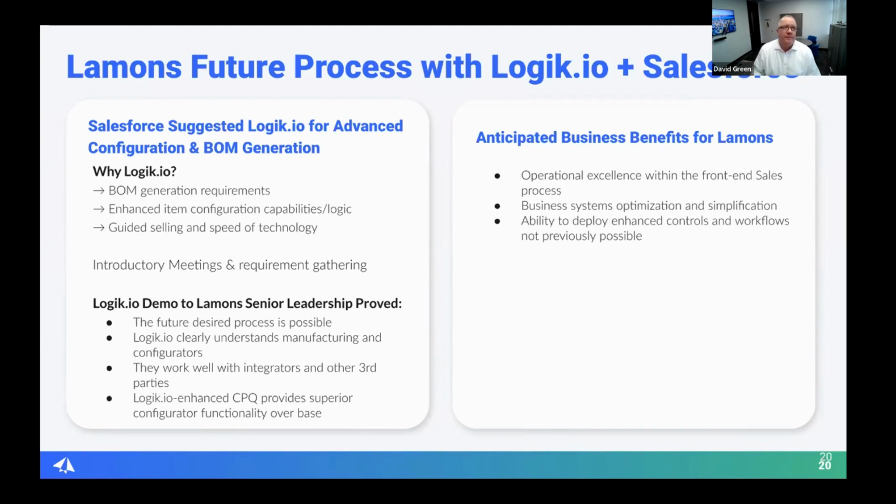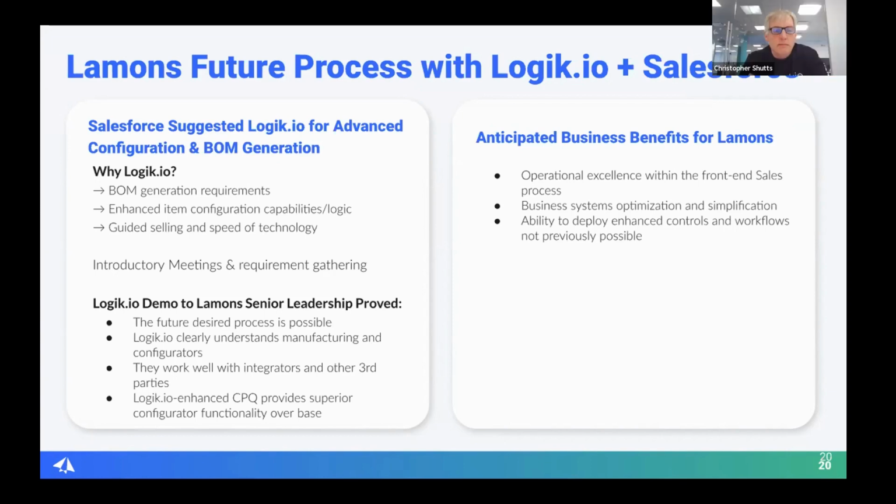We learned that, first of all, our future desired process is possible. Our future desired process is we want to take our entire sales process, move it from the ERP that it exists in today, and move it up into Salesforce. It just makes it more of a streamlined process, having that CPQ and B2B up in there along with Manufacturing Cloud.